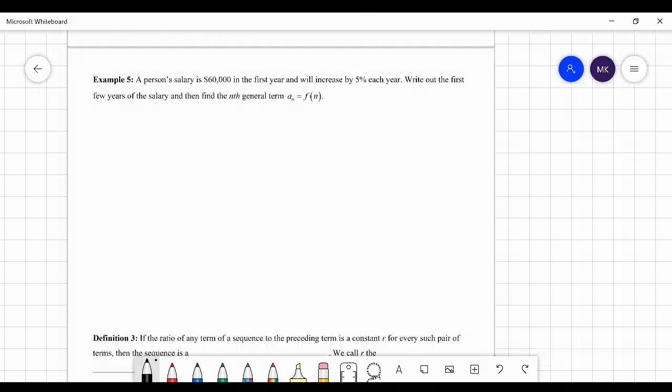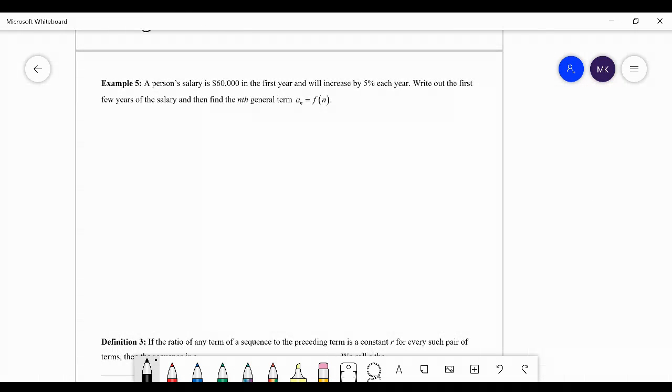All right, cool. Let's look at this one. Another example. Here, a person's salary is $60,000 in the first year, and it will increase by 5% each year. Write out the first few years of the salary and then find the nth general term. This is pretty easy. We see it's increasing by a percentage each year, so the antennas in our head should go, ooh, this is an exponential.